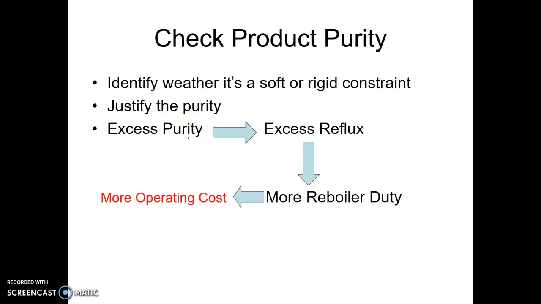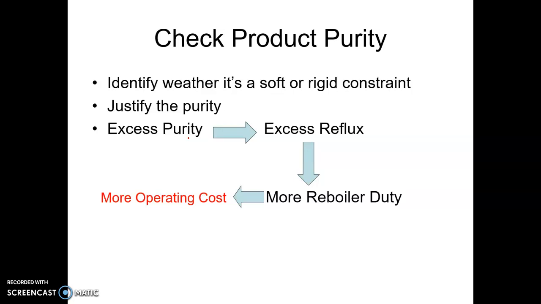Don't go beyond 95%. So when you make a quality check, it's not only the under-specified product to be watched for. Say for example, if you are providing an over-specified product, that is, 95% is required and you are supplying 96%, put a check on the reflux ratio. It will save energy, right?